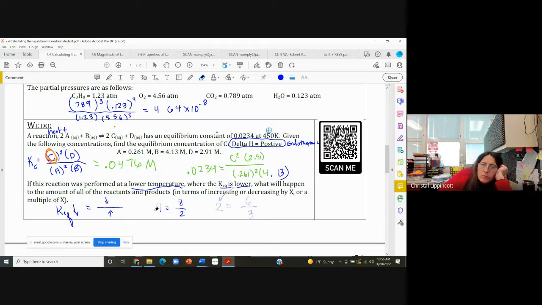Wait, why is that wrong? It's not. I just need room to write. And I've already explained what's going on. I've explained this. So I'm just erasing that so that I can have a little bit of room to write here.